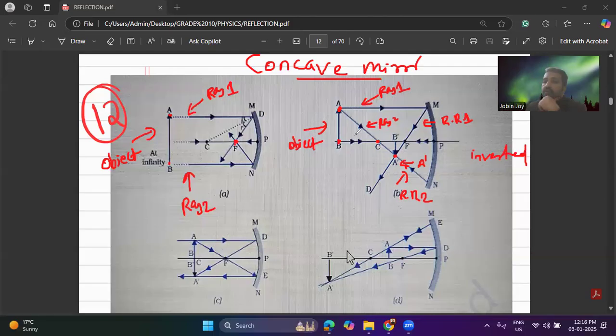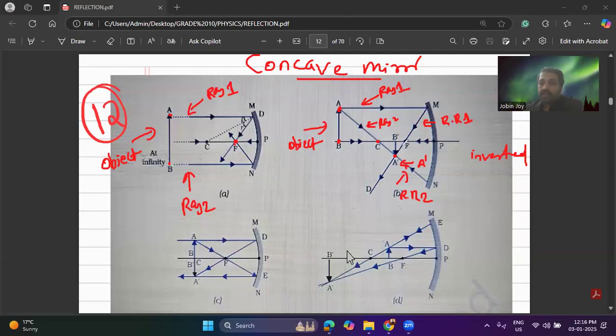So if the object is beyond the center of curvature, we will get an image, and the image is inverted. That is one point. Then the second point is, where is the position of the image? The position of the image is in between the center of curvature and the focus. This is very important. If the object is beyond the center of curvature, then the position of the image will be in between the center of curvature and the focus point or focal point, and the image is inverted.